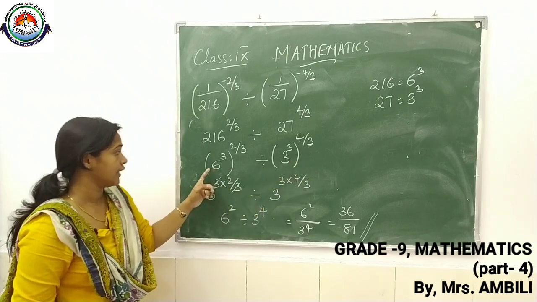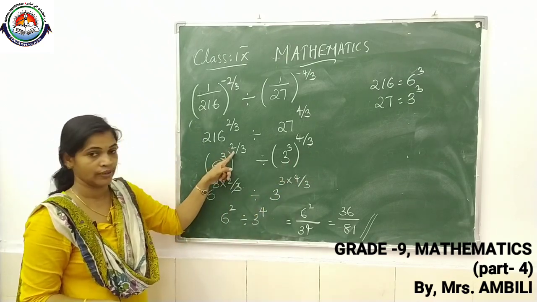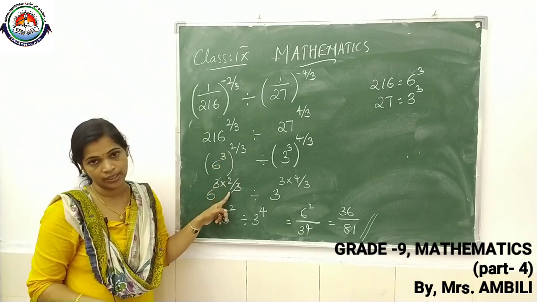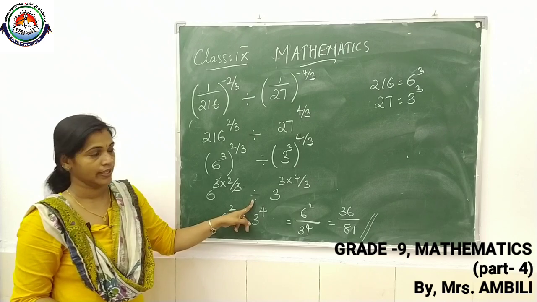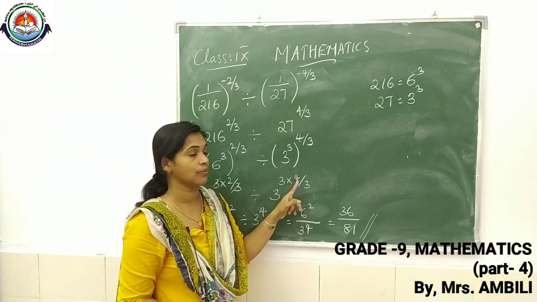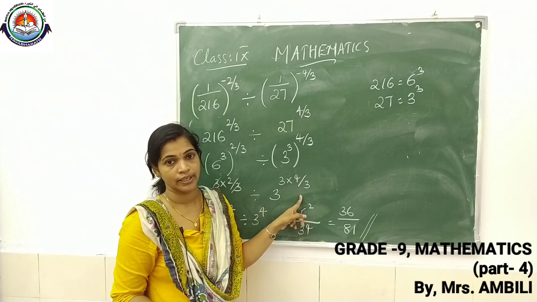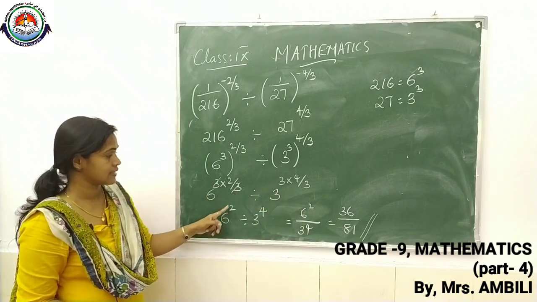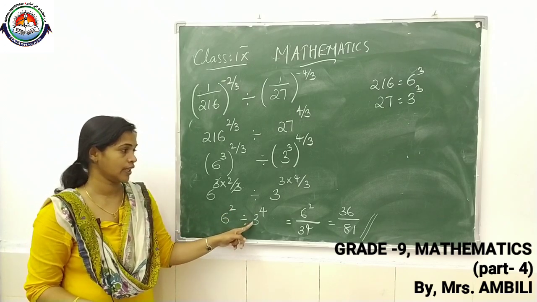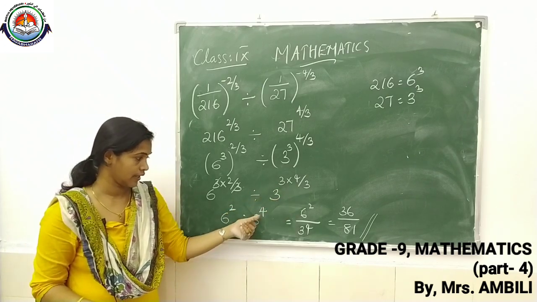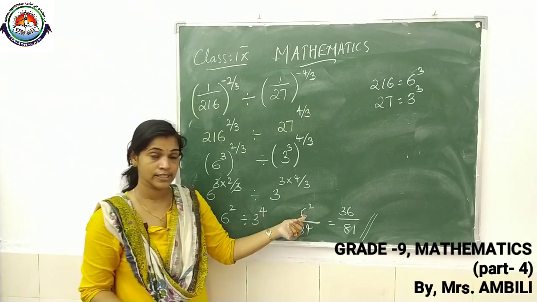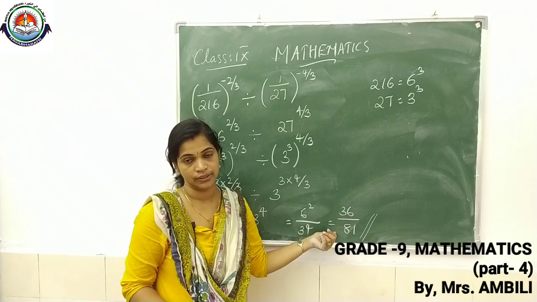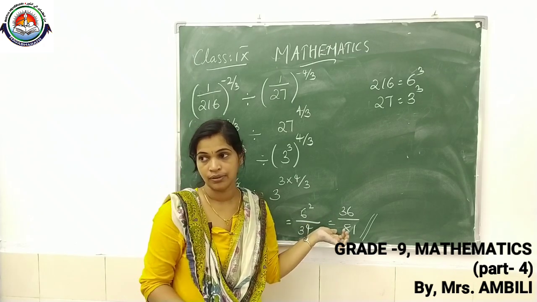Clear? So, here using again our laws of exponents, we can write 6 raised to 3 into 2 by 3 divided by 3 raised to 3 into 4 by 3. Clear? Got it? Okay. Then 3 and 3 can cancel. 6 square divided by 3 raised to 4. 3 and 3 cancelled. 3 raised to 4. That is equal to, we can write 6 square by 3 raised to 4. That is equal to 36 by 81. Clear? Okay.